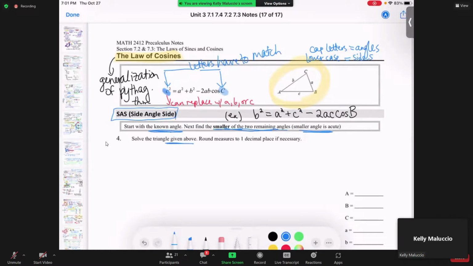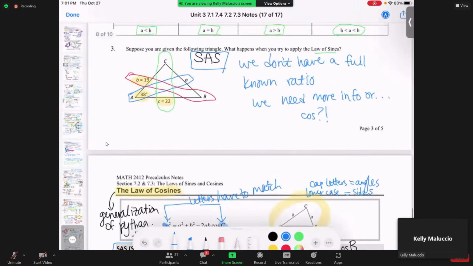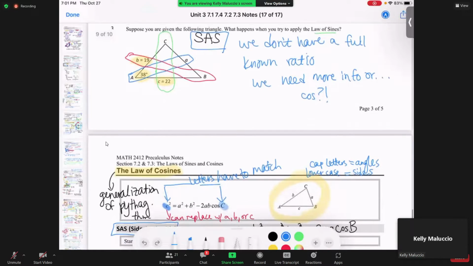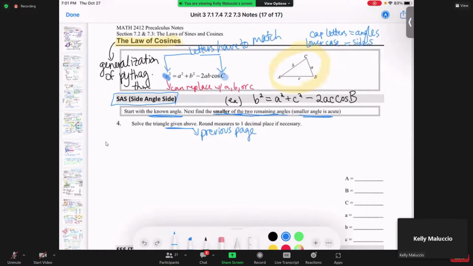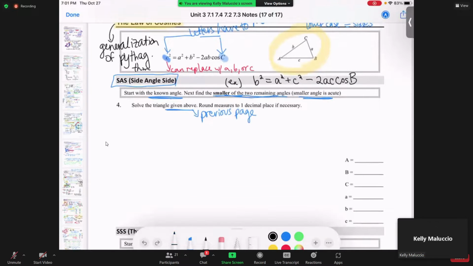Oh, it's the previous page. I'm going to redraw it. So they're talking about this triangle right here. Okay, that confused me for a minute, but we're back in action. So let me just redraw it so we have it. Nothing I ever draw will be to scale for these because that would be difficult, so don't assume that any of these are to scale. They gave us 19 is little b, 22 is little c, and 38 degrees is angle A.